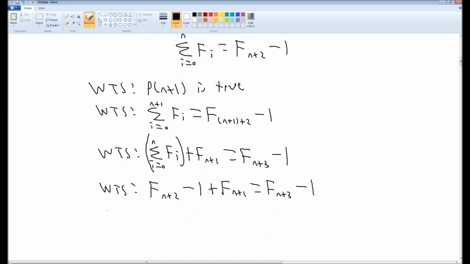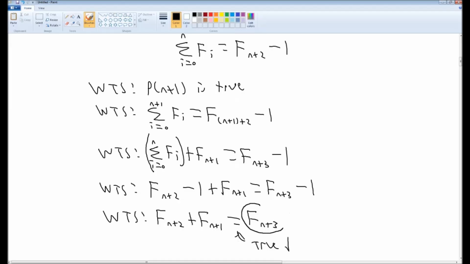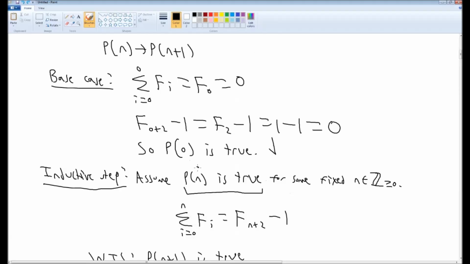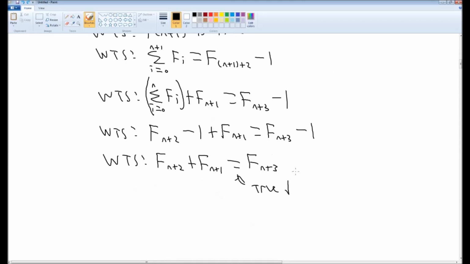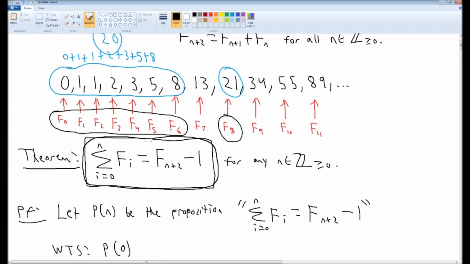And now if you do a little bit of algebra, you can add 1 to both sides of the equation to get rid of this minus 1. So we want to show that f of n plus 2 plus f of n plus 1 equals f of n plus 3. But guess what? We know this is true. Why? Because to get a term in the Fibonacci sequence, all you've got to do is add the previous two terms, right? So therefore, this equality holds. So we showed that whenever P of n is true, P of n plus 1 also has to be true. And therefore, by the principle of induction, we're done. So this equality holds for all positive integers n.